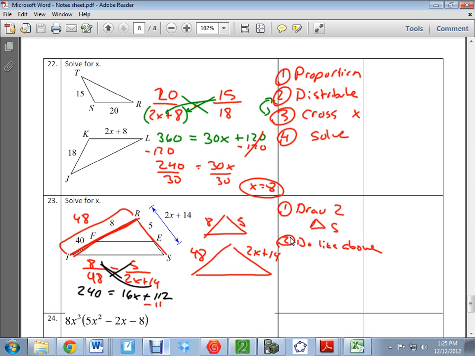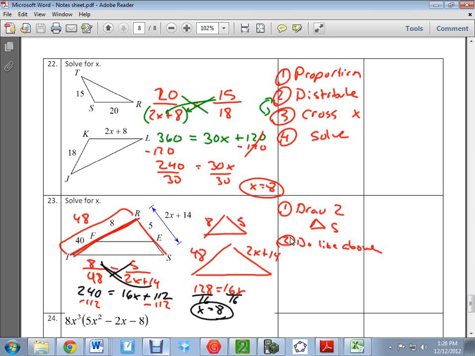Solving this, I'll subtract 112 from both sides, and this would get me 128. Is that right? 128 is equal to 16x, and somebody divide that for me, please. It will end up being x equals 8. So that's how that works.